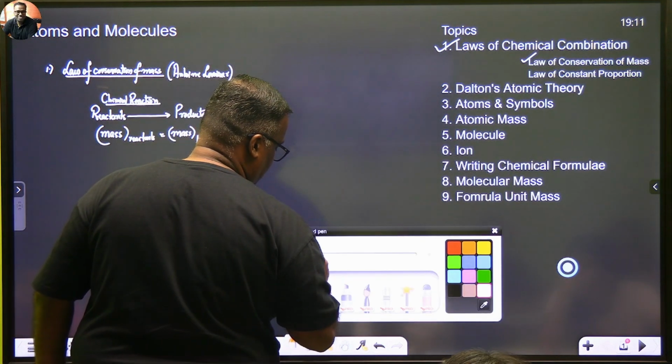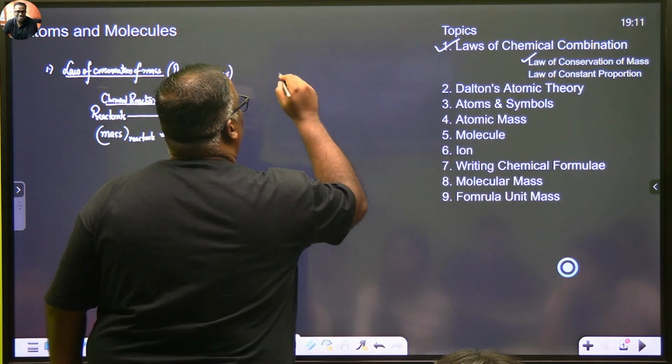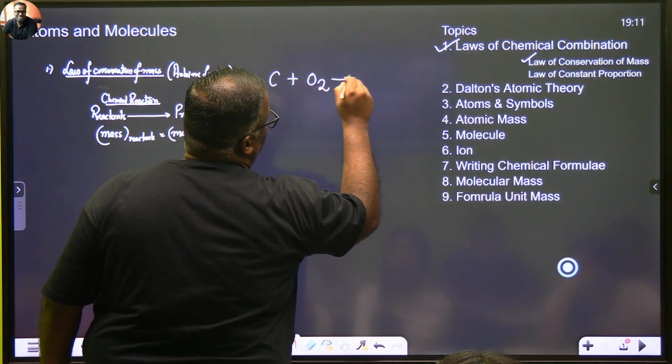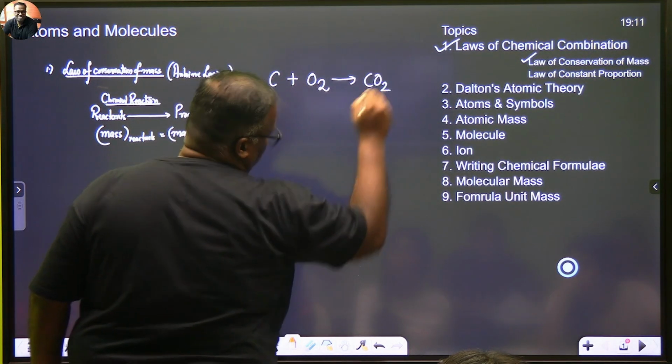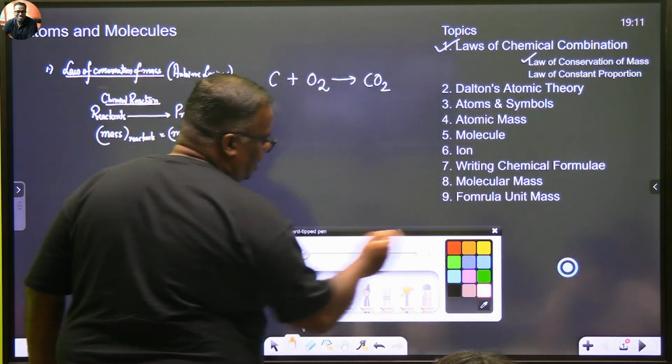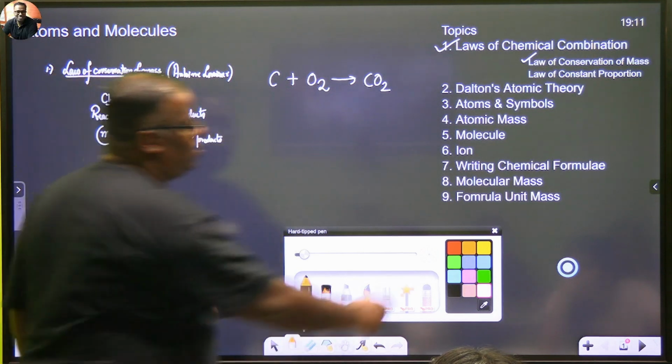Let's take some examples. You should get used to slowly writing chemical equations also. C plus O2 gives me CO2, right? So we have our preliminary ideas about atoms and molecules. Let's check whether we know these things or not.